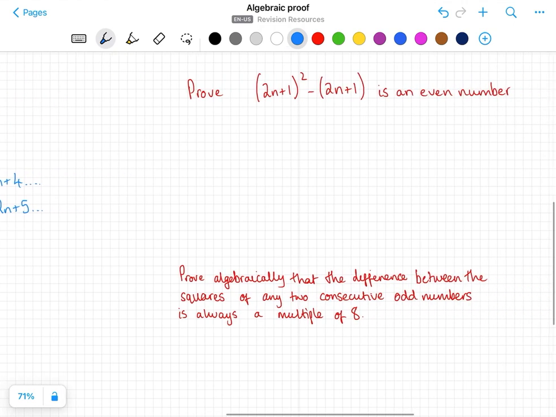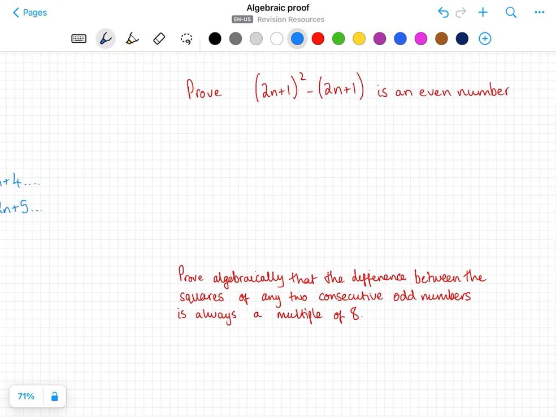So our first question is an easier example of algebraic proof. They're giving us an expression and we just need to prove that it is an even number. So what we do is we start by expanding and simplifying our brackets, being careful with the signs. 2n plus 1 times 2n plus 1, 4n squared plus 2n plus 2n plus 1, simplifying to 4n squared plus 4n plus 1. Then we are subtracting 2n plus 1.